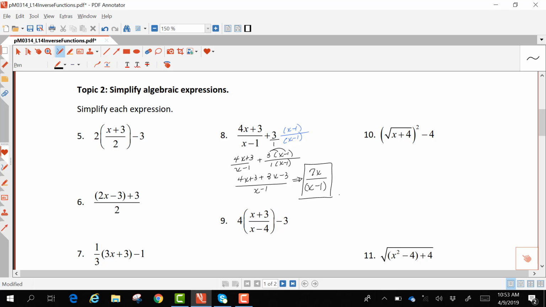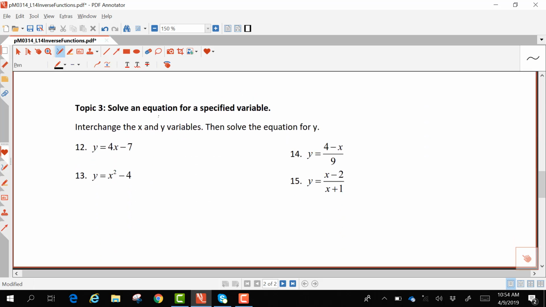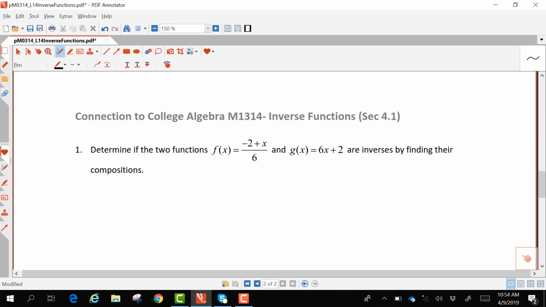You cannot cancel these x's. This numerator is one term, referred to as a monomial. The denominator is two terms, referred to as a binomial. You can only cancel binomials with binomials or monomials with monomials. You cannot cancel parts of a binomial or parts of a trinomial. So be very careful when you're reducing these rationals.